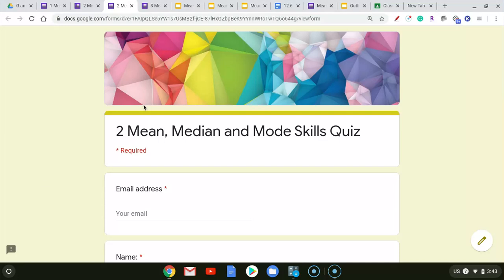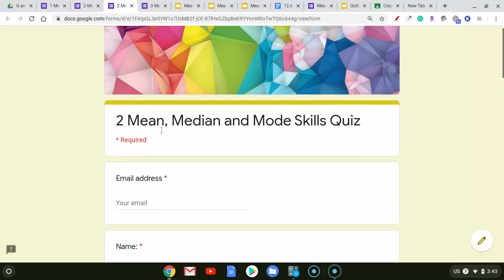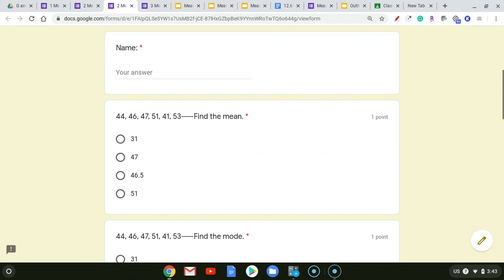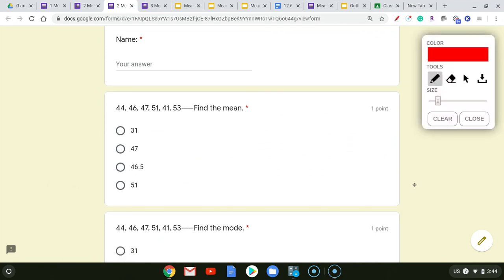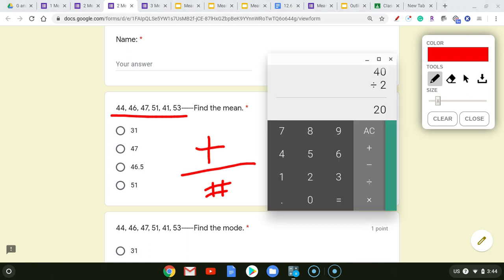All right, these are the answers to the second mean, median, and mode skills quiz. So the first one says find the mean. And when we find the mean, we add everything up and then we divide by the number of values that we added up. And it looks like there's 1, 2, 3, 4, 5, 6 numbers that we're going to add up. So we're going to divide by 6.